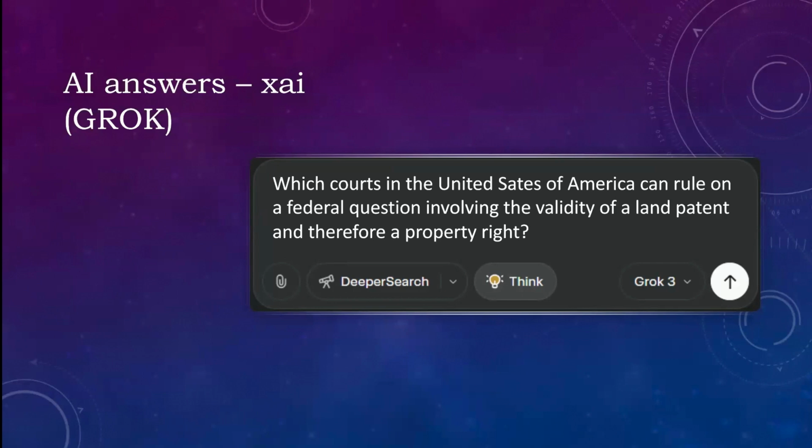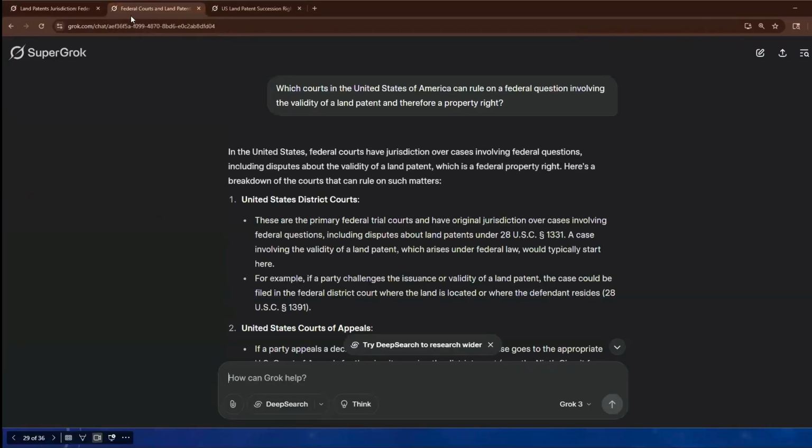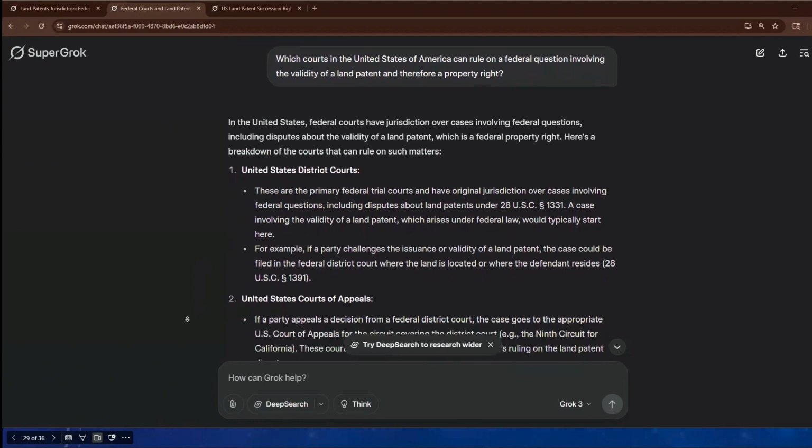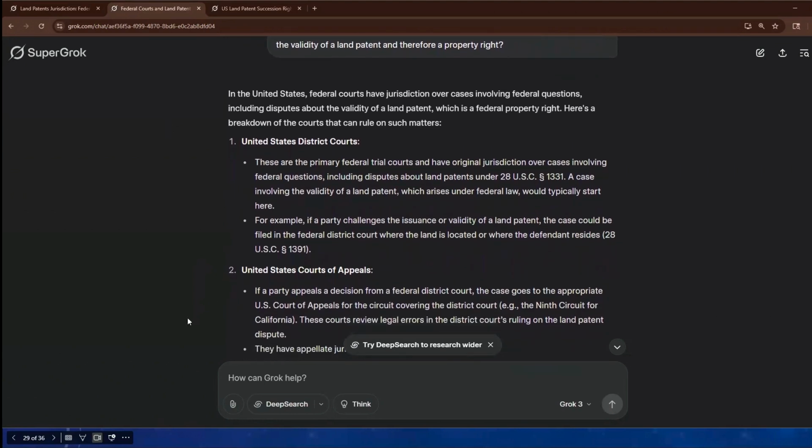So then I wanted to dig a little deeper, because I saw errors in that. I pointed a couple out to you, and so I thought, okay, let's think about what prompt we want to ask next. So the next one I asked Grok is, which courts in the United States of America can rule on a federal question involving the validity of a land patent and therefore a property right? So in the United States, federal courts have jurisdiction over cases involving federal questions. If it seems like I'm beating you over the head with this, it's because it's important, and the more ways we look at it, the better you'll understand it, including disputes about the validity of a land patent.